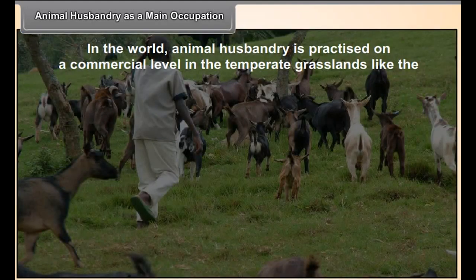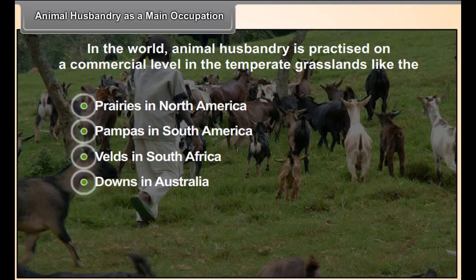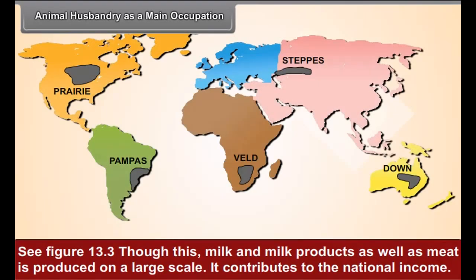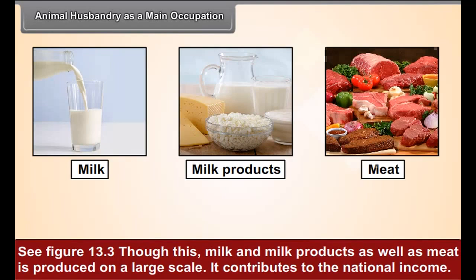In the world, animal husbandry is practiced on a commercial level in the temperate grasslands like the prairies in North America, pampas in South America, veldts in South Africa, and downs in Australia. See figure 13.3. Through this, milk and milk products as well as meat is produced on a large scale. It contributes to the national income.